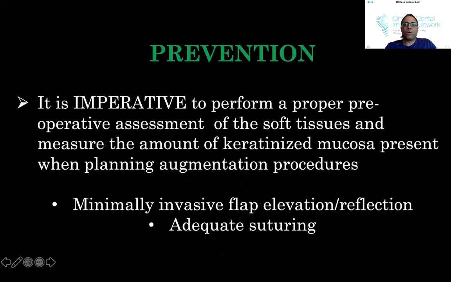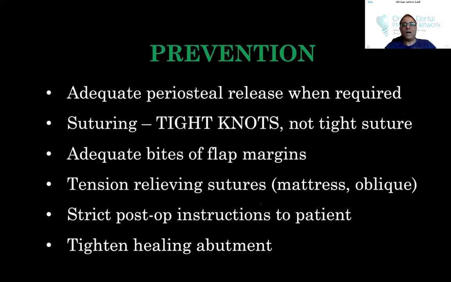So for prevention, it's really important for us to perform a proper assessment. And I can't stress that enough: the amount of keratinized tissue, the quality of the tissue, how much space we need, and being minimally invasive and knowing how to suture, okay? We also need to understand how to do a proper periosteal release. And again, I know Hisham has some great videos on how to actually do that properly. Adequate bites of the flap margin, so staying at least 3 millimeters away is really good. Tension relieving sutures, so double simple interrupted, mattress or oblique sutures all help to relieve tension.